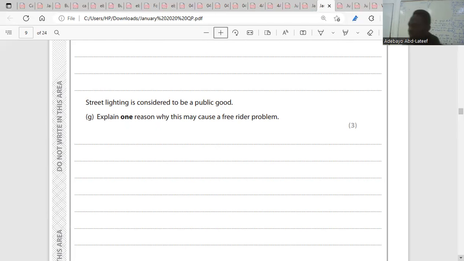So street lights are considered a public good because they are what? Non-excludable. Passers-by, that means anybody that walks through the street or anyone that drives through the street, would enjoy the street light, irrespective of whether that person is paying or not. Is it clear? Do you have any questions about the free rider problem? The free rider problem is that some of those people that use the street light don't pay for the street light. Clear? Is it clear, guys? All right, we move on.